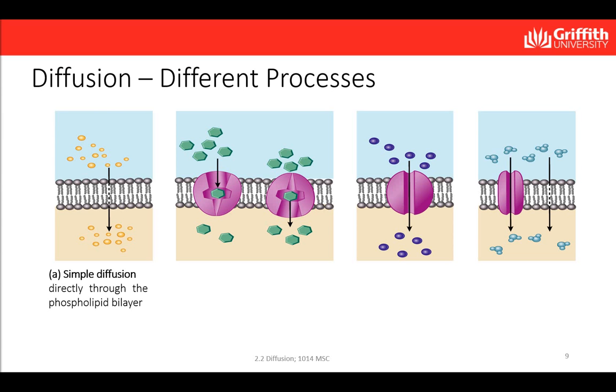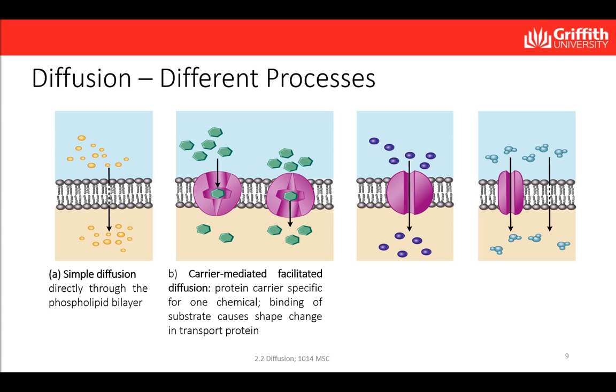However, large molecules such as glucose, amino acids, and ions cannot freely pass through the lipid bilayer. Instead, they can be allowed to move through the membrane by a passive transport process called facilitated diffusion. In carrier-mediated facilitated diffusion, protein carriers specific for one molecule or chemical are situated within the plasma membrane. Once the molecule is bound to these carrier proteins, they change shape to transport the molecule from outside of the membrane into the cell.